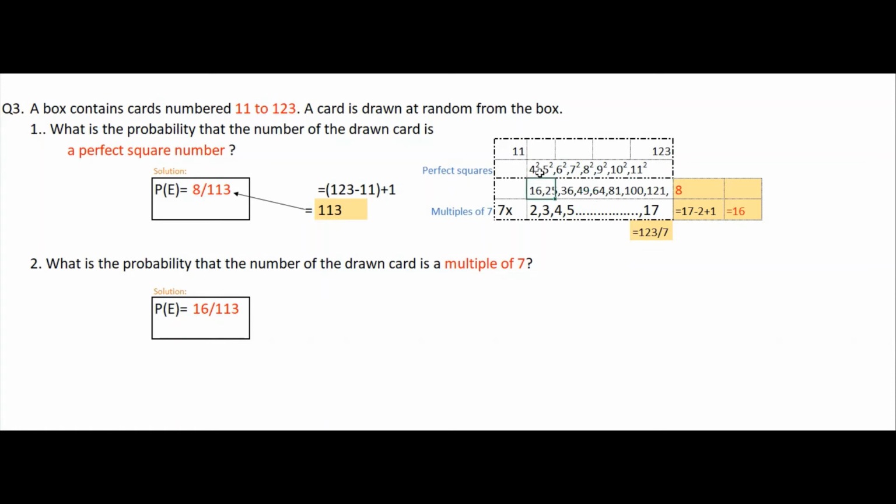Now you can write: 4 square is 16, 5 square is 25, 6 square is 36, like this up to 121. These numbers are 8. So the total perfect square numbers are 8 among the cards 11 to 123. So here the probability is 8 by, the total number of cards is 123 minus 11 plus 1, that is 113 cards. So the probability here is 8 by 113.